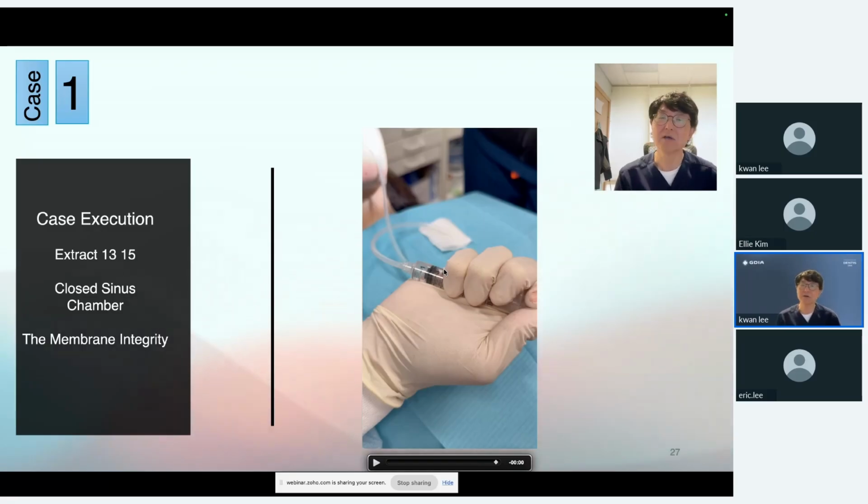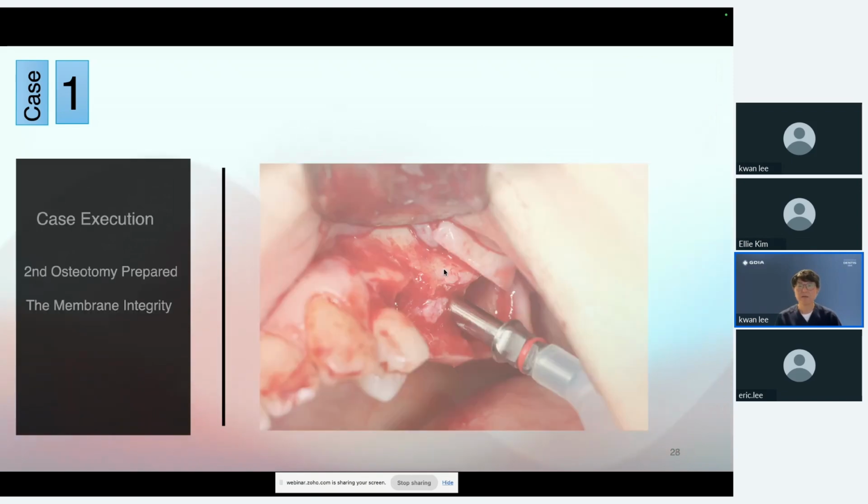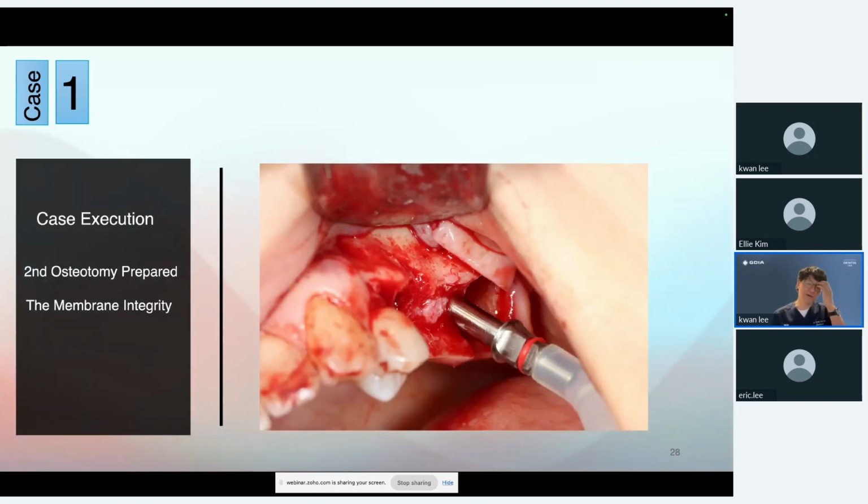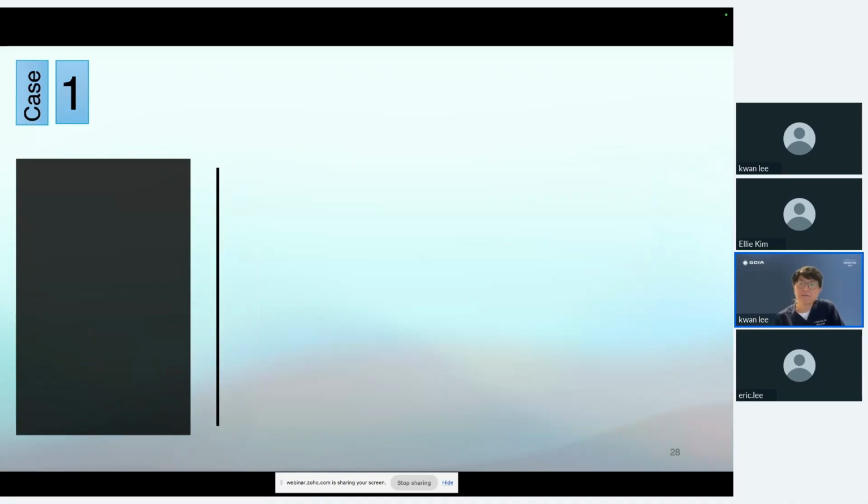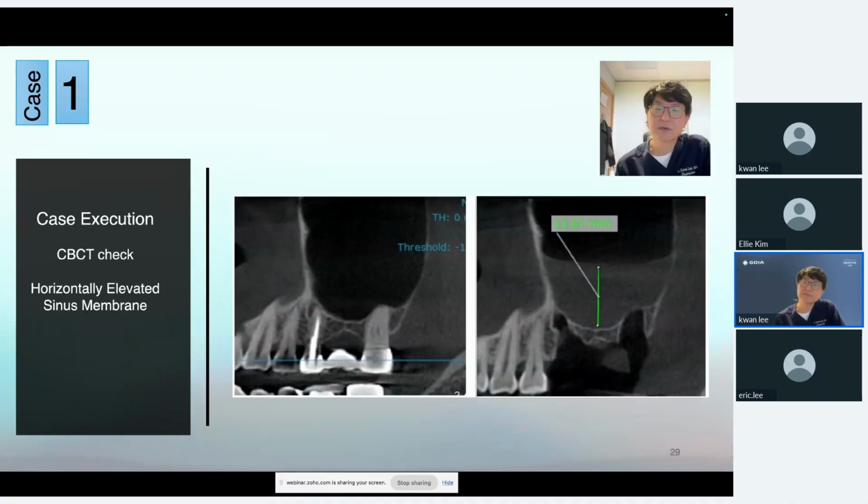So now, before, with the crestal sinus approach, it's complete blindness because you can't see the membrane. With these techniques, yes, you can feel the membrane. You can feel the pressure. So once the closed chamber is created, you're adding the saline, and then voila.